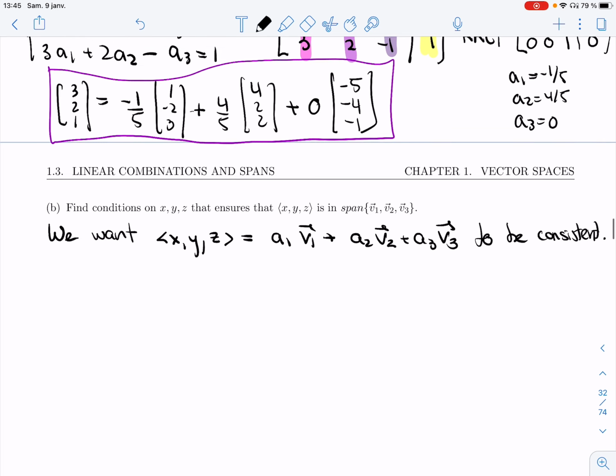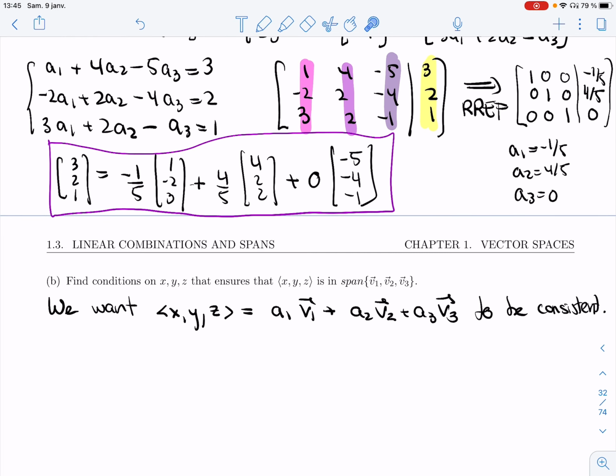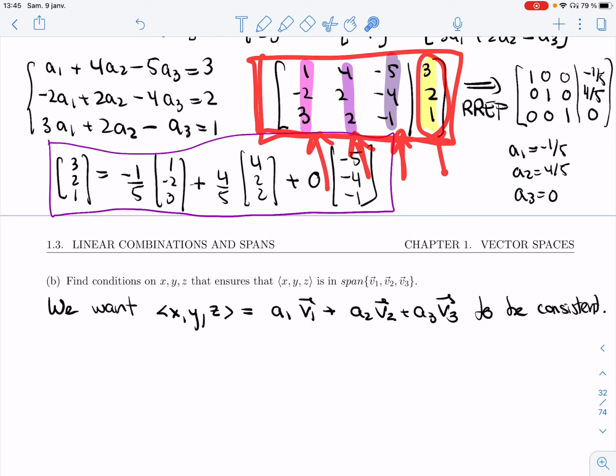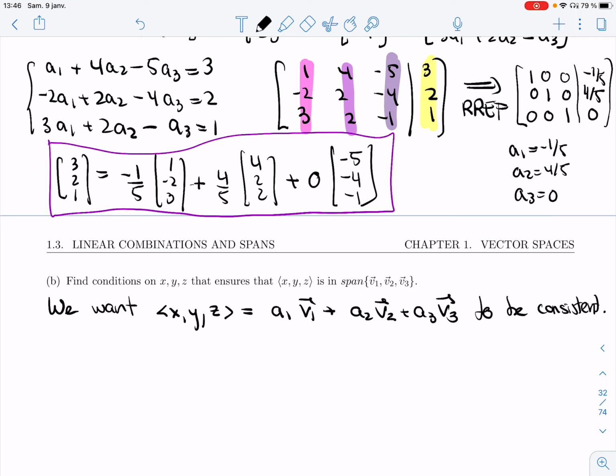So we're going to set up the linear system just the same. I'm going to remind you that this is what we have: those three building blocks. Then we're going to change the constants to x, y, and z, and that's the new system that we want to be consistent. So let me skip to that right here: (1, -2, 3), (4, 2, 2), (-5, -4, -1), and then my new vector that I'm trying to build, that yellow vector, is now (x, y, z).